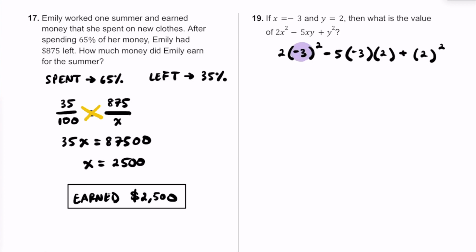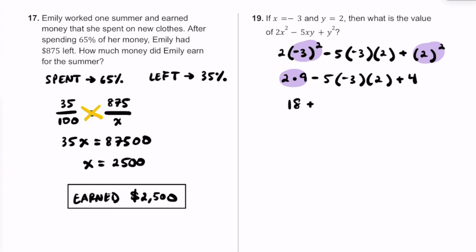Following the order of operations, let's just go ahead and evaluate the power first. So -3 squared is going to be 9. So we have 2 multiplied by 9, minus 5 times -3 times 2, plus, and looks like we have another power here. Let's just do both at the same time. So that's going to be 4. Moving on from here, let's go ahead and just take care of all the multiplication at once. So 2 times 9 is going to be 18. And then minus, or it's going to be plus, right? Because I think we're going to get 2 negatives in here.